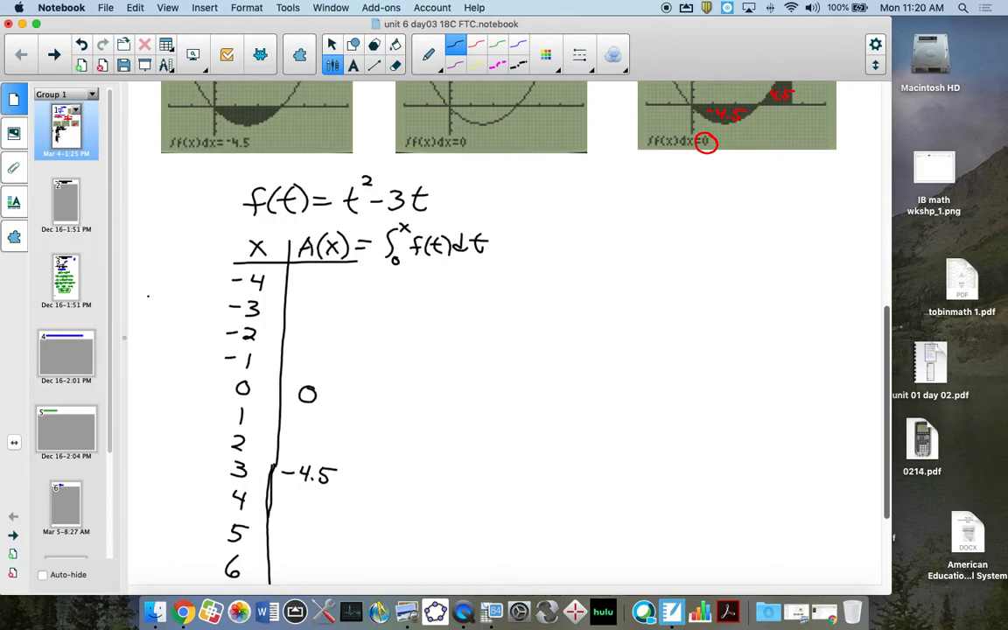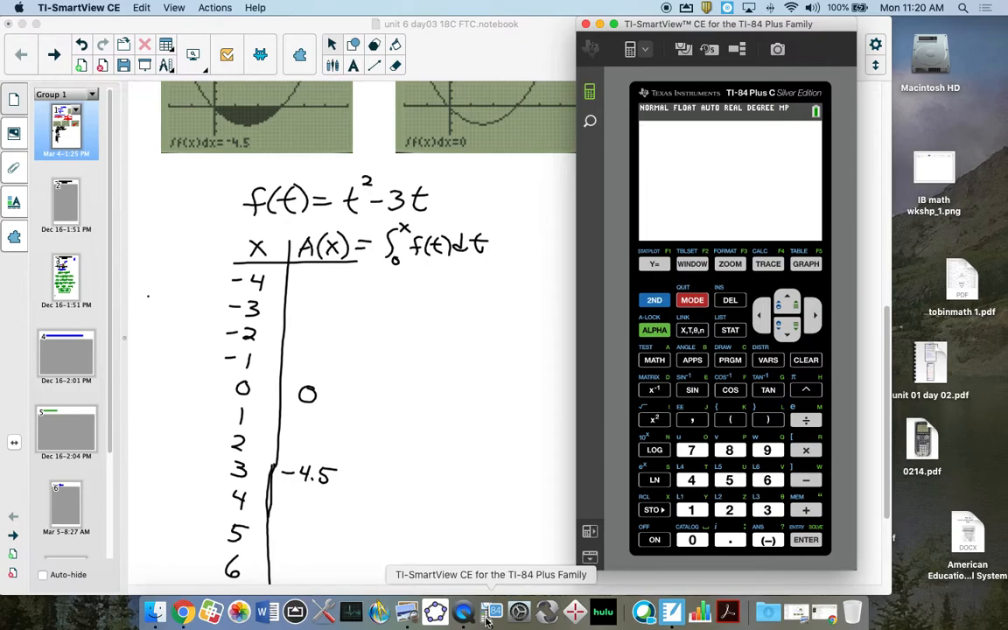And let's figure out the rest using our calculator. So we're going to go from negative 4 all the way to positive 6. So in y equals, let's put our function in there. Now I have to use an x there, x squared minus 3x. Okay, and now what I'm going to do is from the home screen, I'm going to go into the math menu and go down to number 9. And I'm doing from 0 to, the first one will be negative 4 of the function that I just put in Y1 with respect to x.